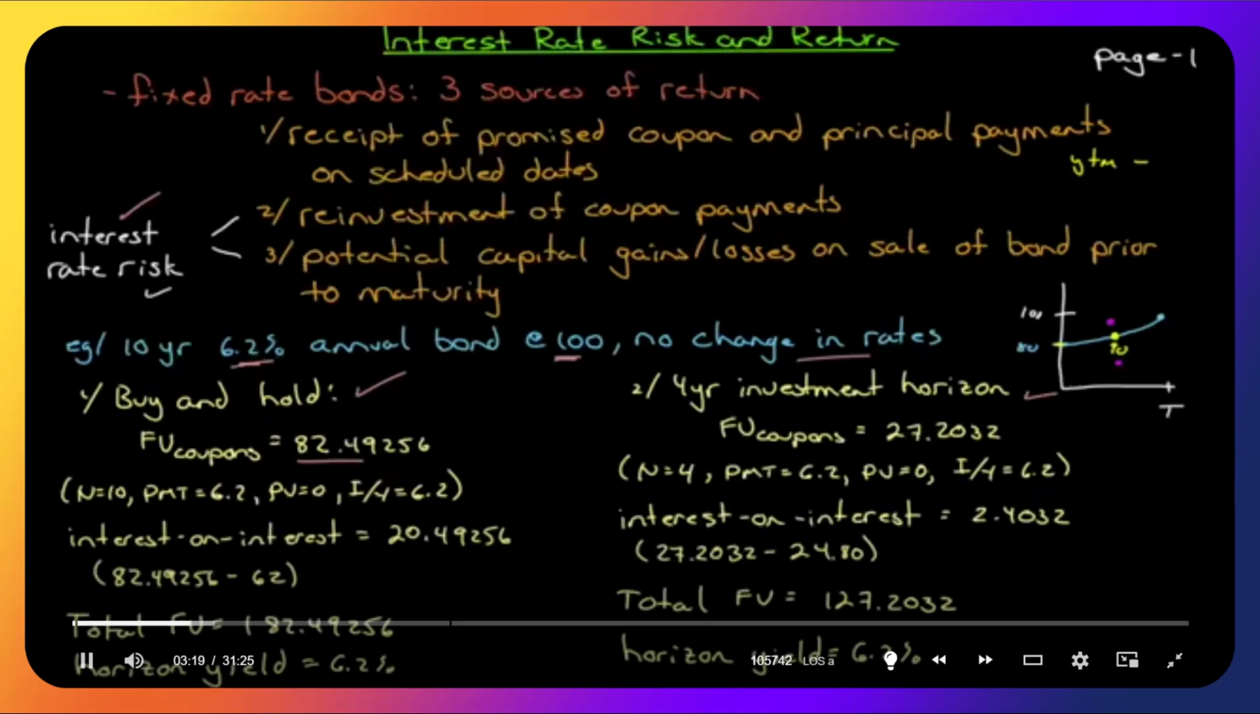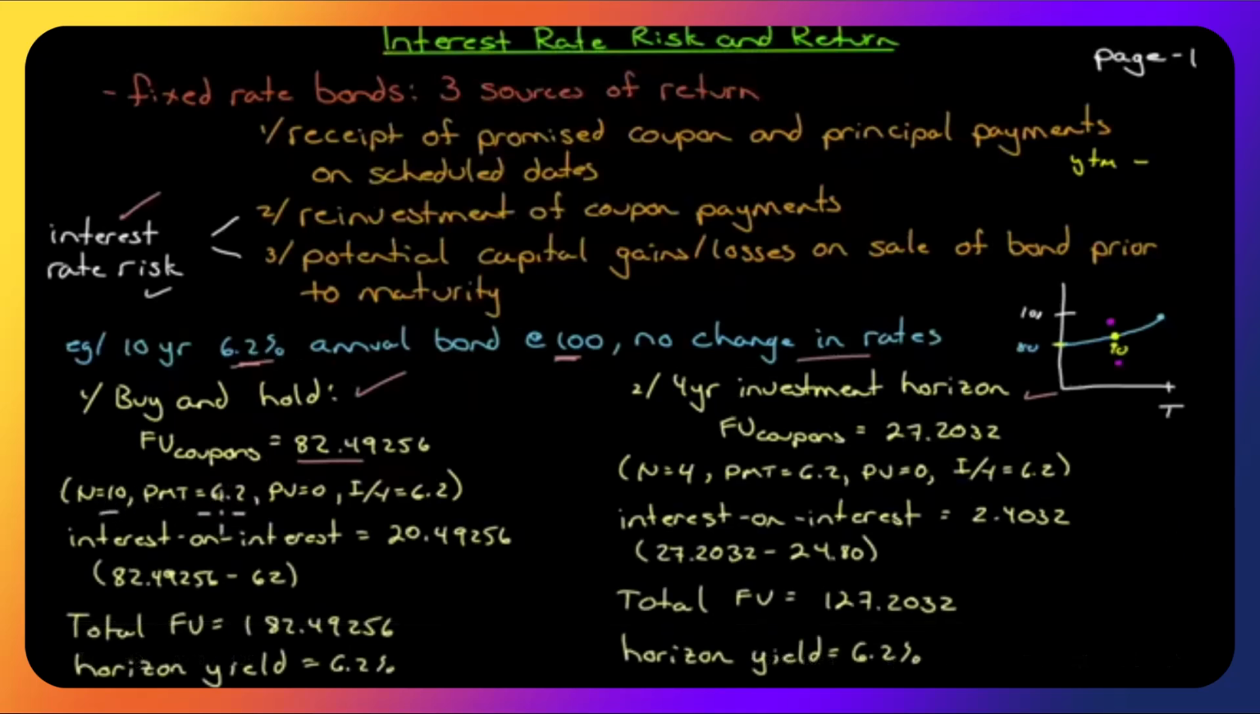We did this in quant, right? N is 10, payment is 6.2, present value is 0. There's your interest rate factor. Compute future value, you'll get 82.49256. But we know that 62 was from coupons because we got 6.2 per year times 10. 62 was from coupons. The 20.49256 was interest on interest, or was source number 2 of our return.